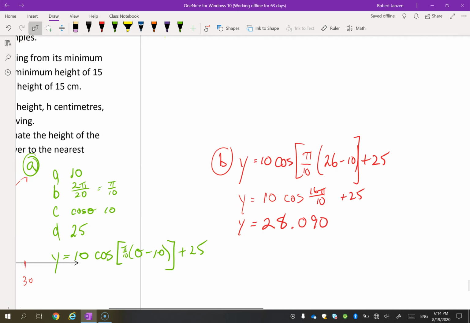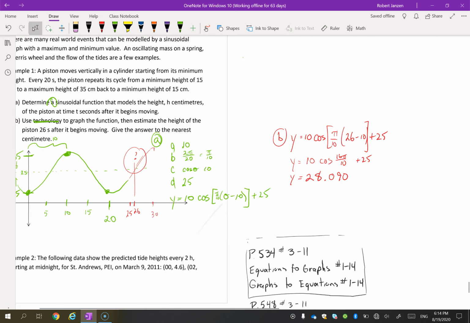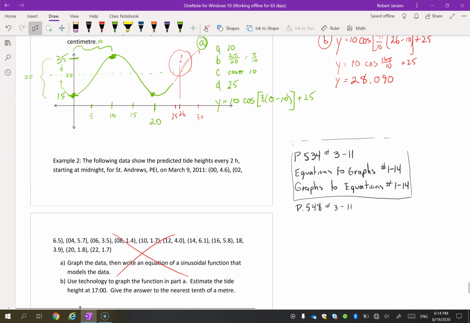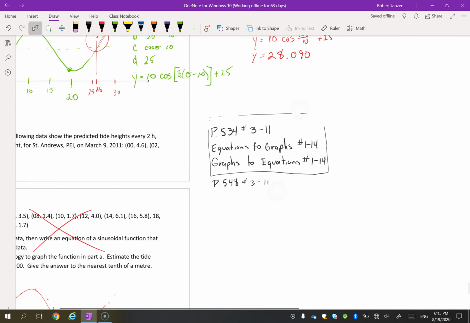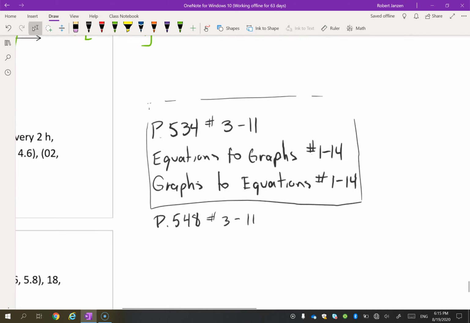Okay, I'm going to leave the last example. This example you can try on your own. Basically what you're going to do is you're going to get a whole bunch of points, plot each of these points, and then you're going to do the same thing. You have a graph then, and you can find the A, B, C, D.